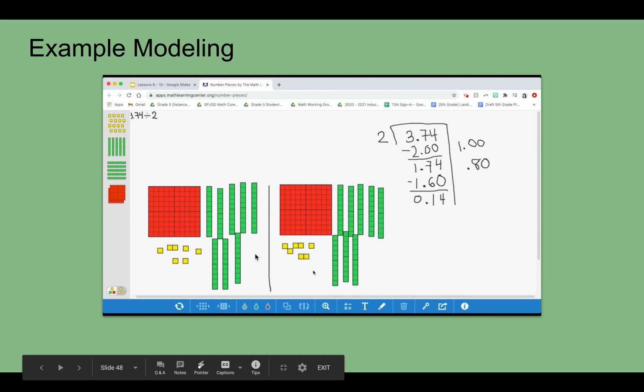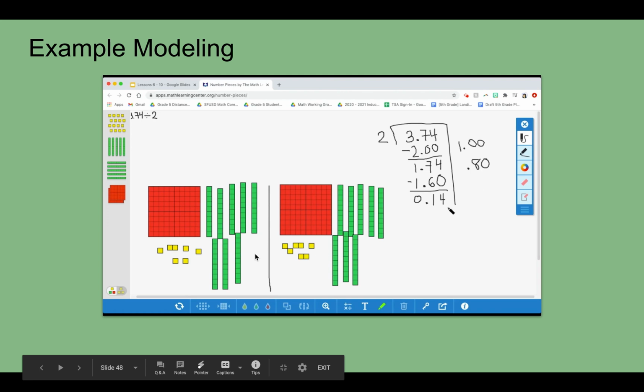Okay, I have divided up the cubes evenly between the 2 groups. I have 1, 2, 3, 4, 5, 6, 7 cubes on one side, and 1, 2, 3, 4, 5, 6, 7 cubes on the other side. So again, I want to represent that in my written work.